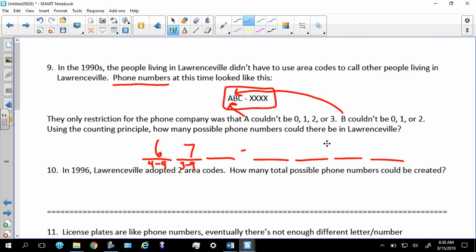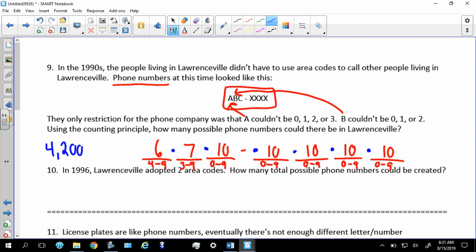Everything else that's still blanked out goes back to your default, 0 through 9. So it can be 0 through 9 possibilities, which gives you 10, 10, 10, 10, and 10. You multiply all these numbers together, and when you do that, you get 4,200,000 phone numbers.